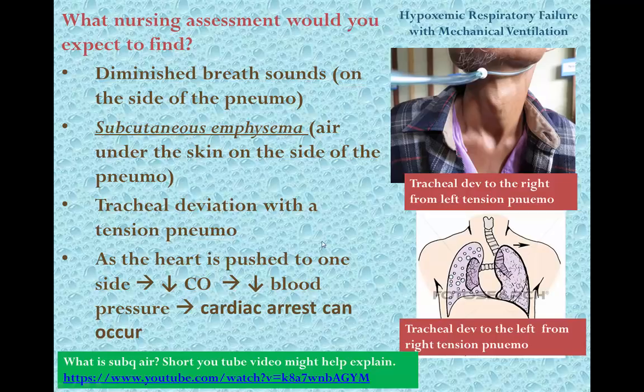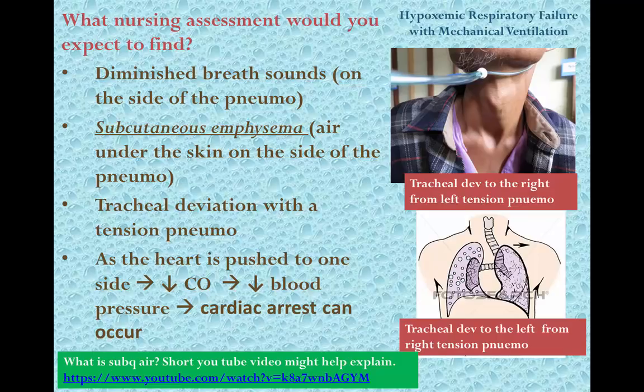Now, what would you expect to see as far as your patient's vital signs? Well, again, as this tension pneumothorax develops, you've got the heart that is pushed to one side, and it's actually infringed upon, as in the heart can't expand or perform diastole, which means it can't fill. If it can't fill as much with blood, then the heart can't pump very well, so the cardiac output goes down, the blood pressure goes down, and this patient can suffer from a cardiac arrest.